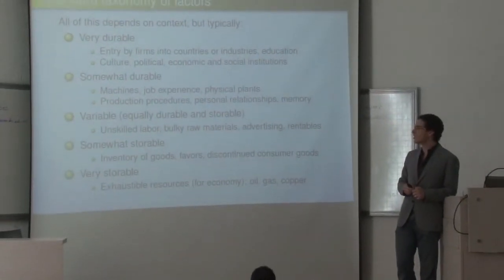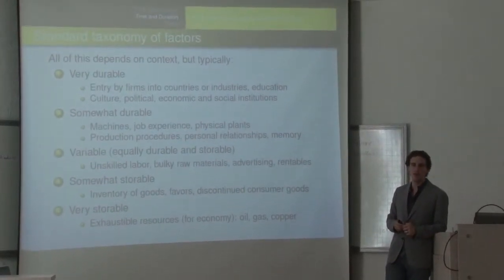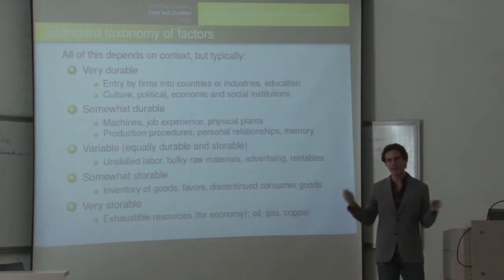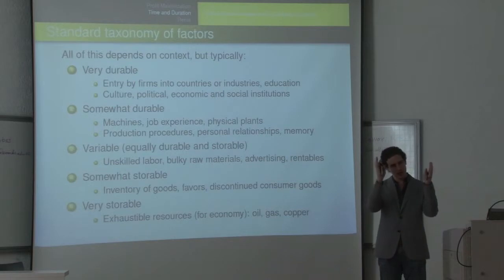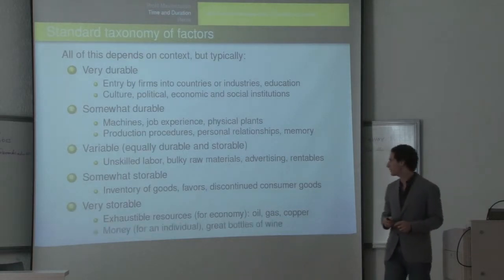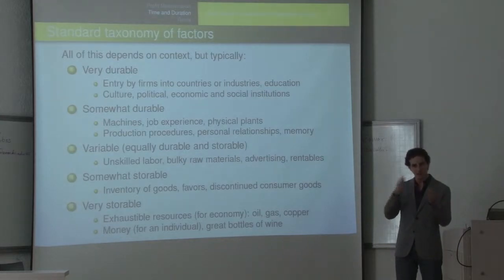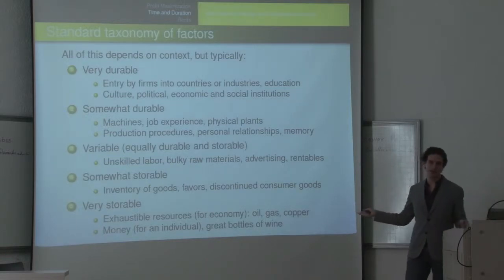Various storable things are exhaustible resources like oil, gas, or copper. There's just a certain amount of it there. You're going to use it up, and at some point that's it, right? So there's only so much of it that we can ever do. Now that's not perfectly true because you can dig for more coal or gas, but pretty much there's just a certain amount there, right? And money for individuals is that way, right? You have a certain amount of money. If I use money today, I can't use it tomorrow. It's an intertemporal substitute. Great bottles of wine might be another example of that, right?